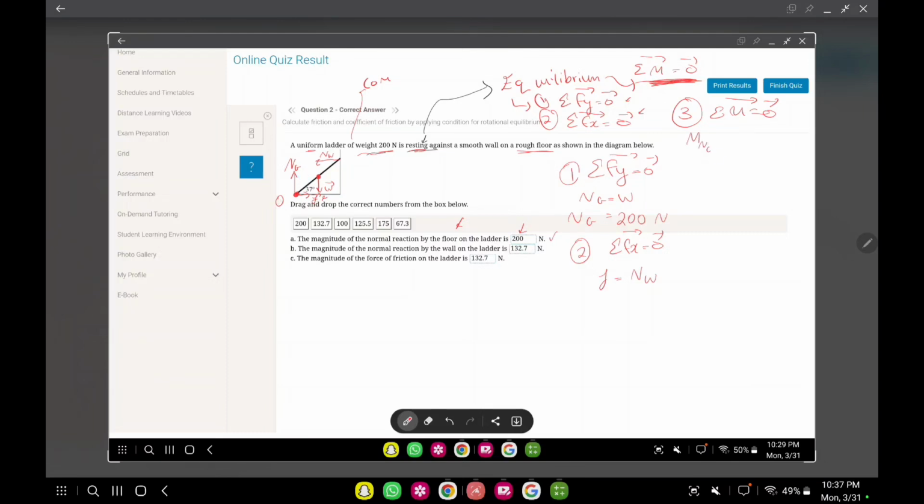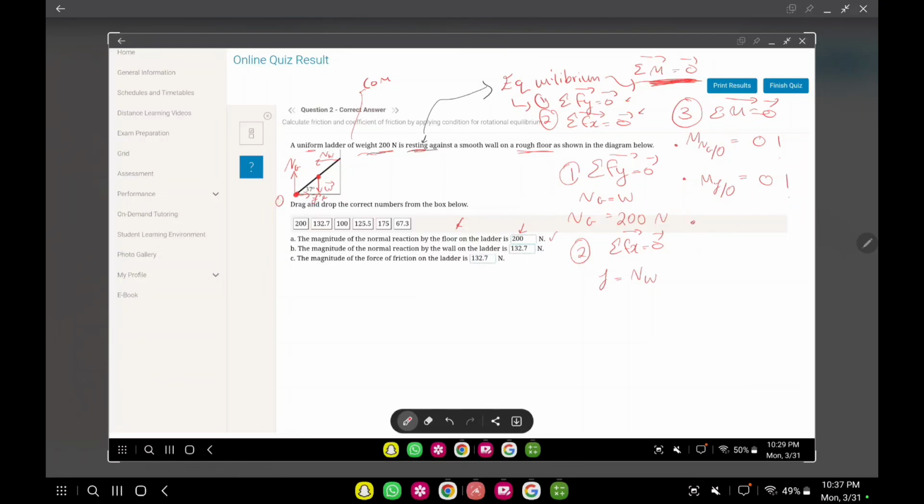So the moment of N of the ground around O, how much will it be? 0. Why is it 0? Because it intersects with O. If the line of action passes through the center of rotation, then it produces 0 moment, right? So this is the first one. The second moment, the moment of the friction F around O, also will be 0. Why will it be 0? Since the line of action of the friction passes through O.